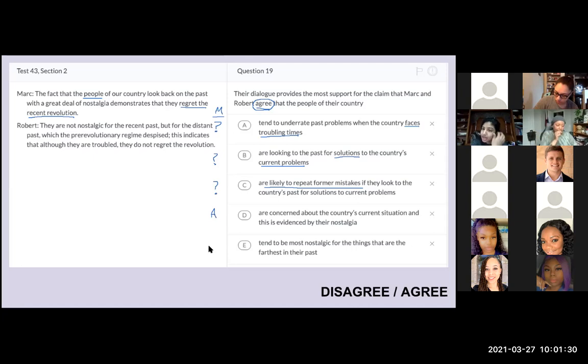Let's look at E. The people of their country tend to be most nostalgic for the things that are farthest in their past. What do we think about E? Not liking the word farthest. Right? Yeah. We don't know what Mark thinks about things that are farthest in their past. He just talks about the past in general. And so this is also not a great answer. So this one's kind of easy, right? What's probably our answer here? D. Yeah, our answer is probably D, and we didn't even have to read what Robert said, but let's go back and read what Robert said. Does anyone want to read Robert really quickly?